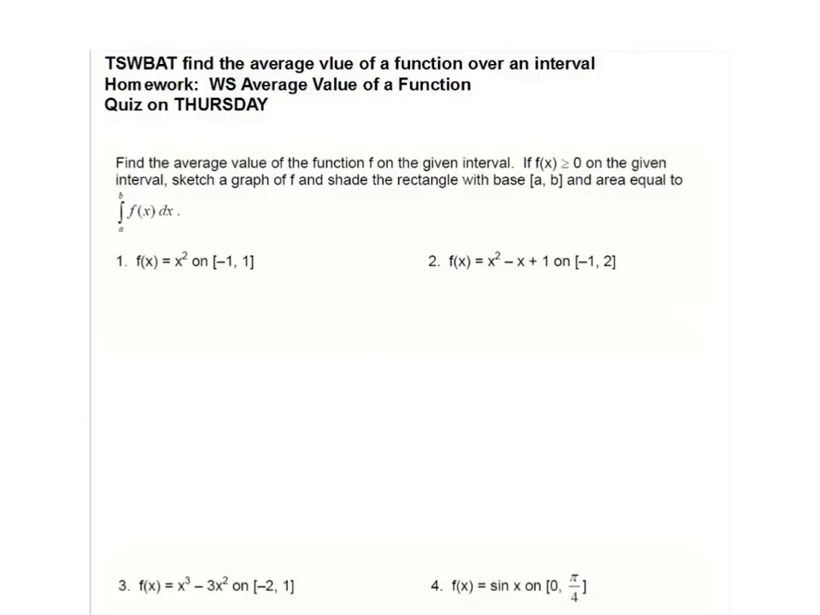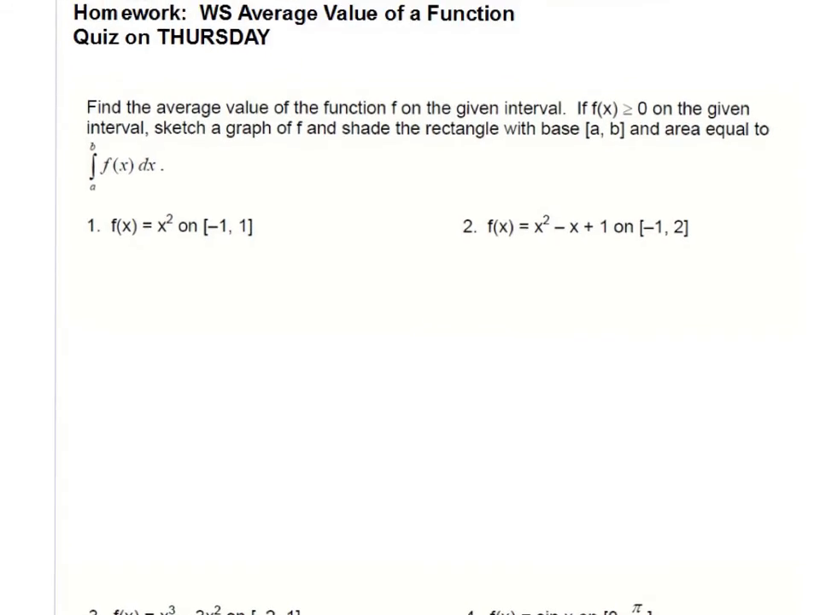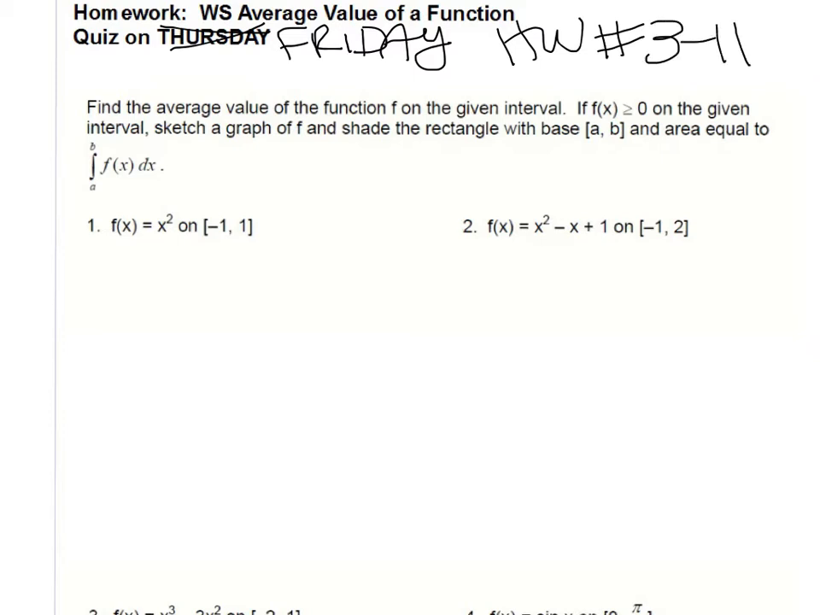Okay, so turn the page to page 6. Oh no, I'm sorry, this is still on your page 5. We're going to do 1 and 2 together, and then your homework is going to be numbers 3 through 11, and your quiz is Friday. Okay, so let's do number 1. Find the average value and then sketch it.